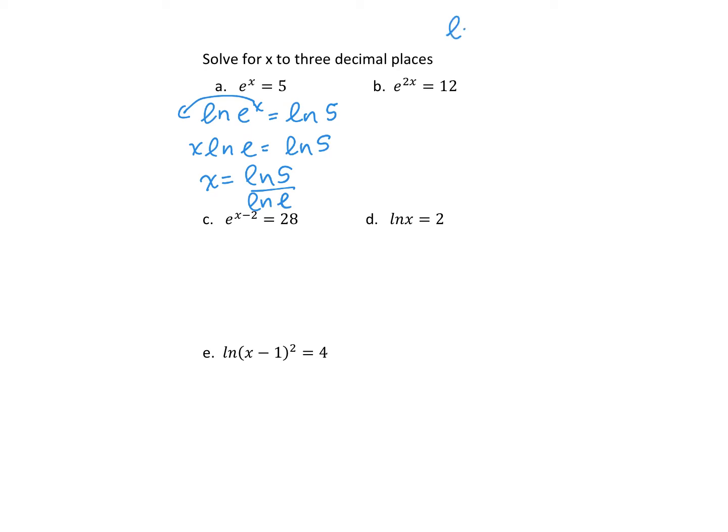Well, ln of e equals 1 because ln has base e, and e to the power 1 equals e. So ln of e equals 1. And so ln of 5 divided by 1 is just ln of 5. If you wanted a decimal value, you could just type that into the calculator. You should have an ln button, which is nearby your log button, and it's approximately 1.61.